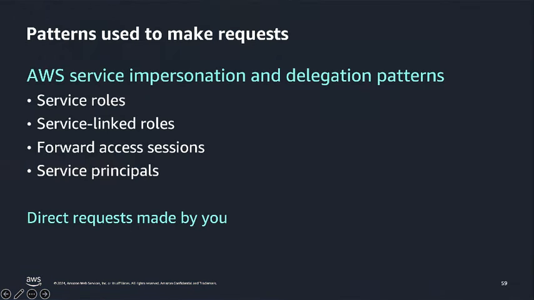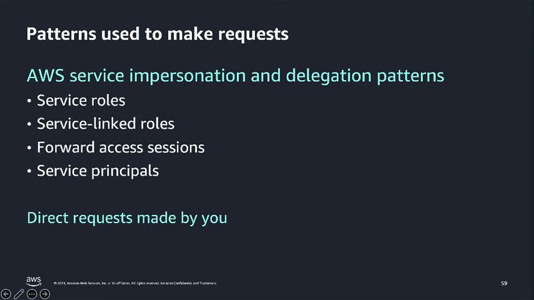There are two main categories of patterns used to make a request. The first category of patterns includes the different ways AWS services make requests on your behalf or to your resources. We call these service impersonation and delegation patterns. And those are service roles, service linked roles, forward access sessions, and service principals.